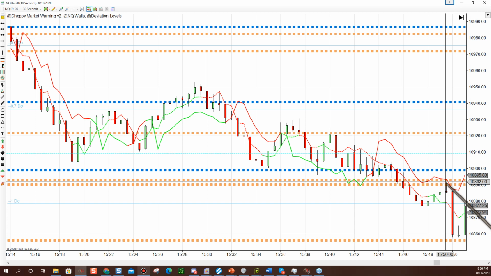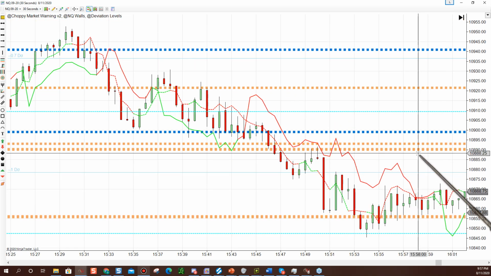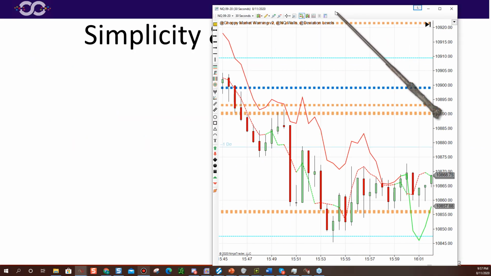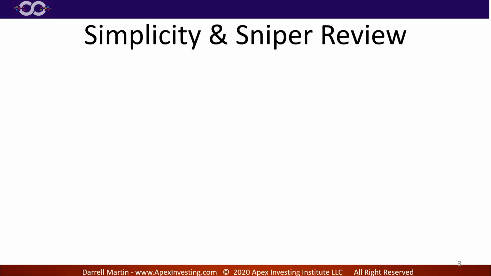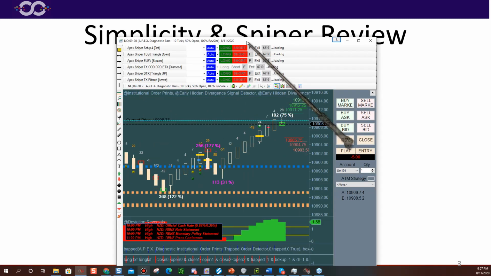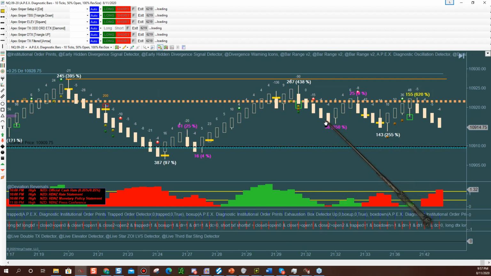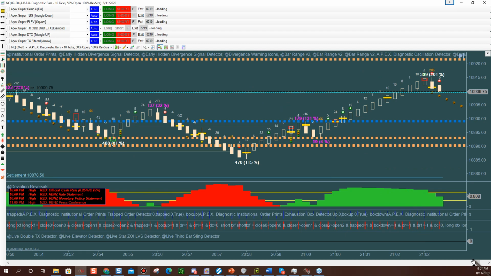Would you just stay set up for the TA inside all the lines? Inside all the lines, I'm just going to look for regular sniper entries. So let's look at a sniper chart, okay? Let's roll it way back.